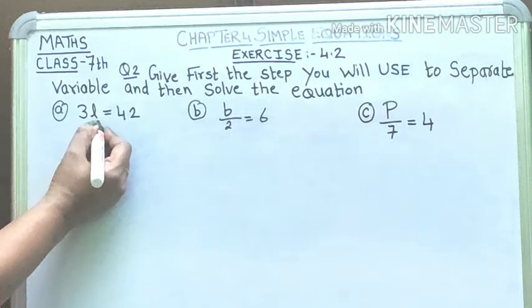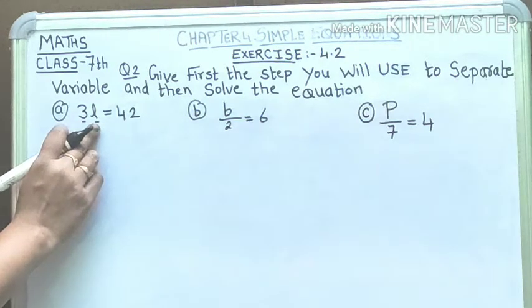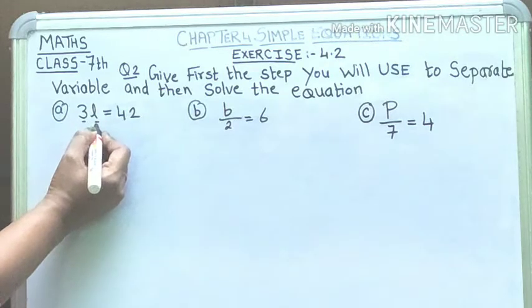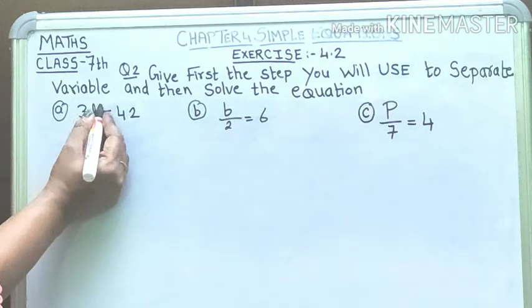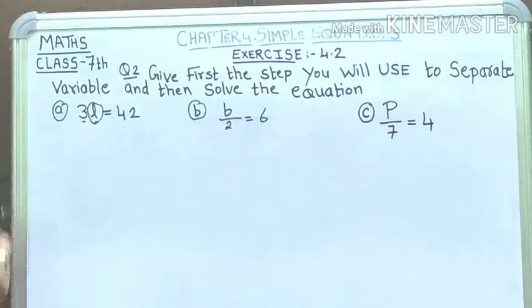So here L is the variable and 3 is the constant. So we have to separate the variable. इस variable को हमको अलग करना है, separate करना है. Okay, इसको हमको single करना है. So we have to remove this 3 from the variable. ये variable में से हमें 3 अलग करना है. So what should we do to remove 3 from the variable L? ऐसे क्या करें हम कि ये 3 अलग हो जाए.